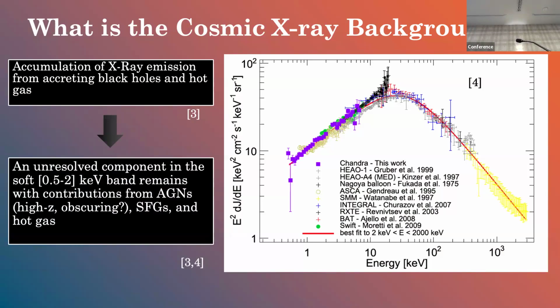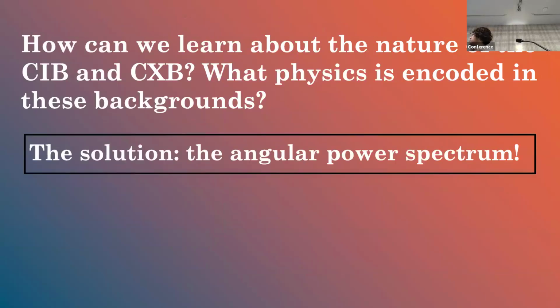We'll be focusing on the soft X-ray here, which has an unresolved component as well, which is thought to come from a combination of, again, AGN, star-forming galaxies, and hot gas, and potentially a population of high-Z and heavily obscured AGN as well. So essentially now we have two different cosmic backgrounds with maybe the same sort of underlying populations, and we want to study them maybe together or separately, and we can do that with the power spectrum.